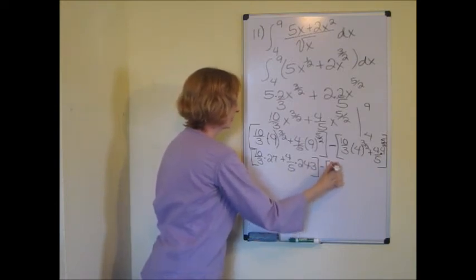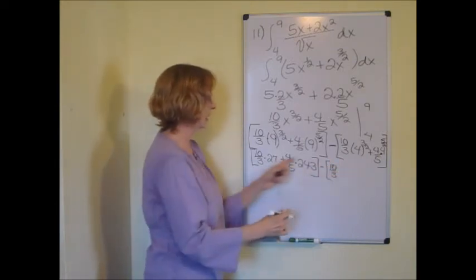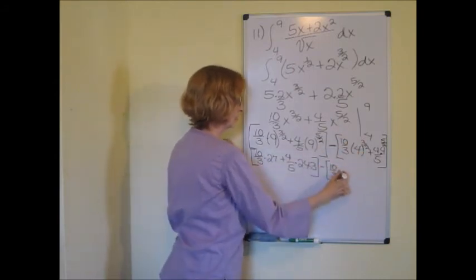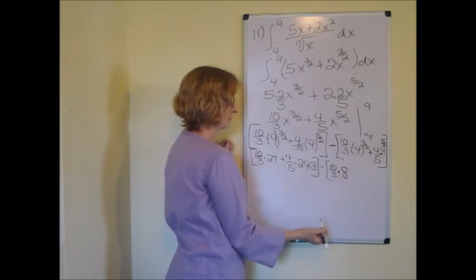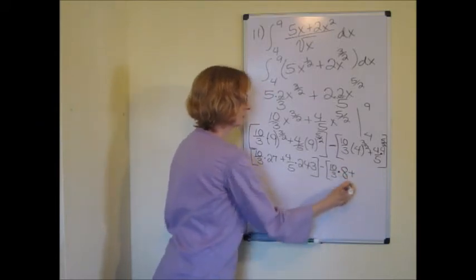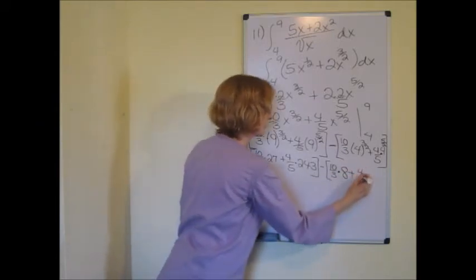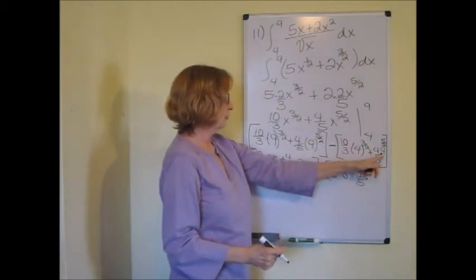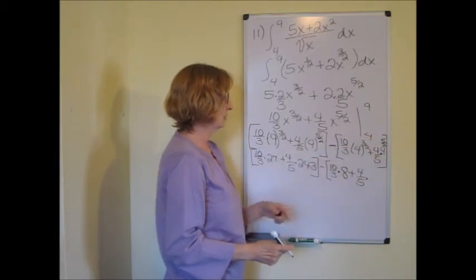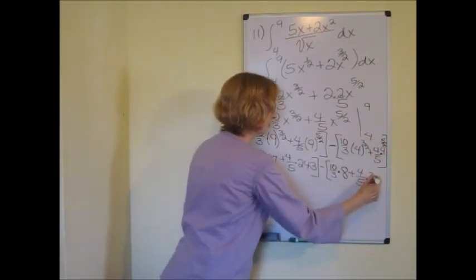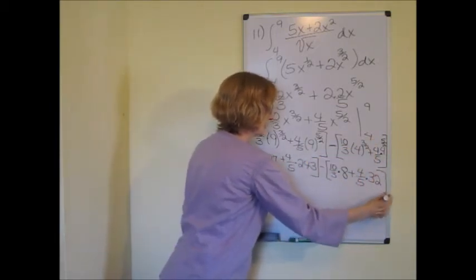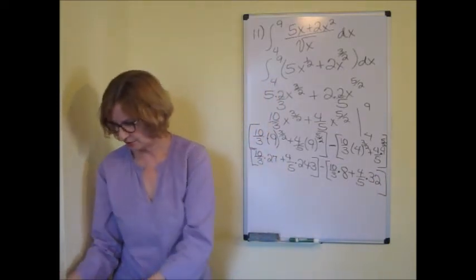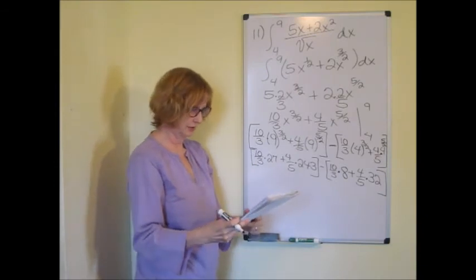minus 10/3. Here I have 4 to the 3/2, so the square root of 4 is 2. 2 cubed is 8, plus 4/5 times. The square root of 4 is 2, and 2 to the 5th is 32. And then it's just a matter of, let's plug in. You could cancel as much as you want or just pop everything in.